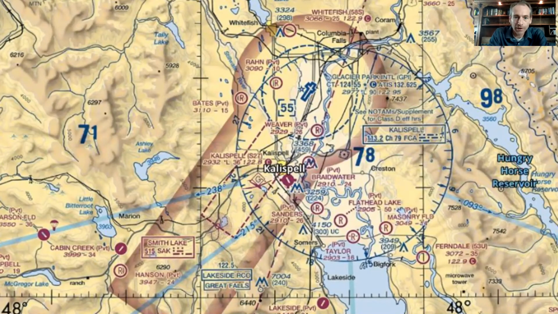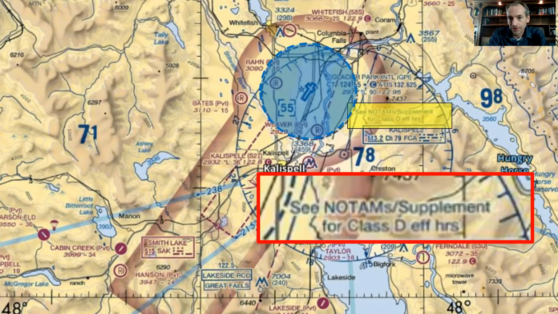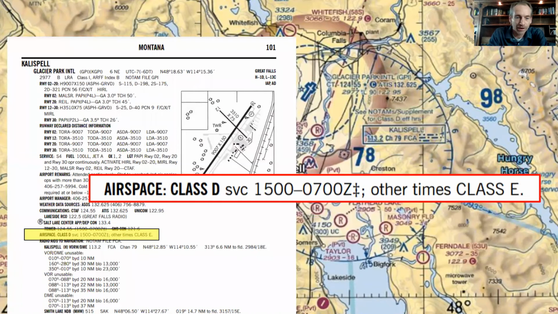So here's another area. We see it's a Class E extension area around a Class D airport. This airport says C NOTAMs are the supplement for your Class D effective hours. So if we check Glacier Park International, we see that the Class D time is 1500 to 07 Zulu, and other times it's going to be Class E.